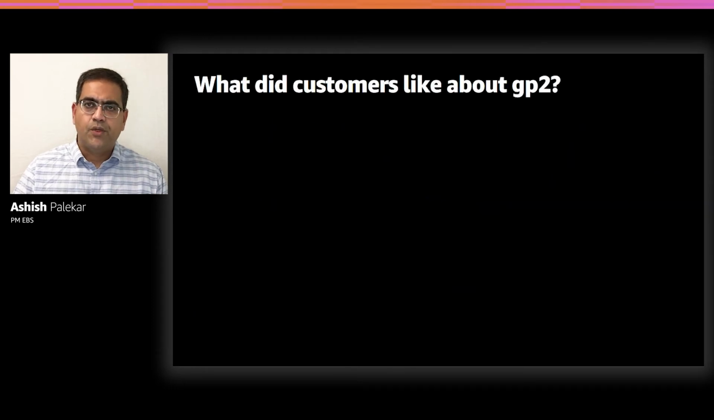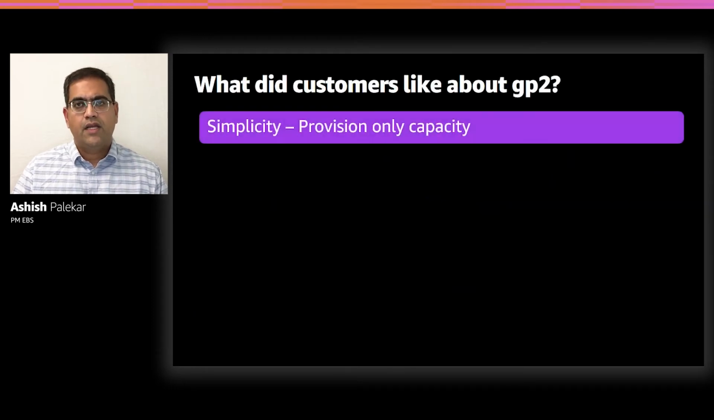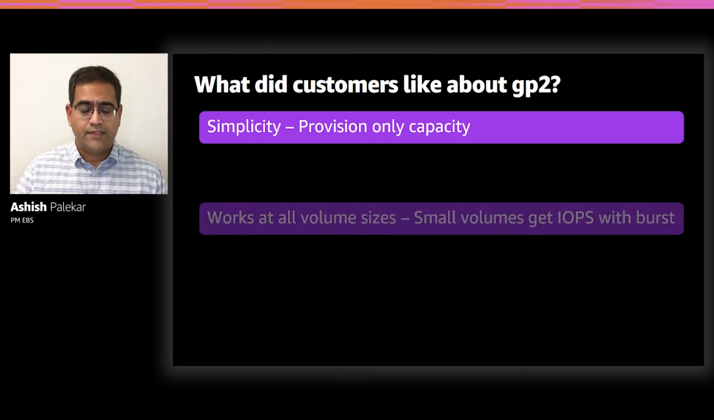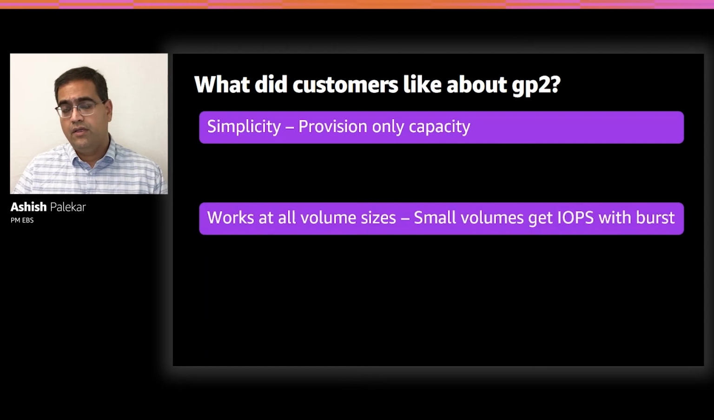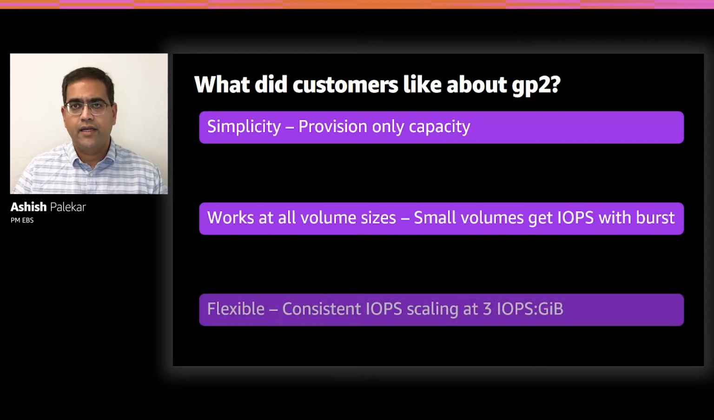So why is GP2 popular? Customers like that it is simple. You only have to provision capacity and you're off to the races. Customers like that it works at all volume sizes. Even small volumes get IOPS with burst. And customers love that it is flexible. You get consistent IOPS scaling at 3 IOPS per GB, and so you understand what performance characteristics you're getting.